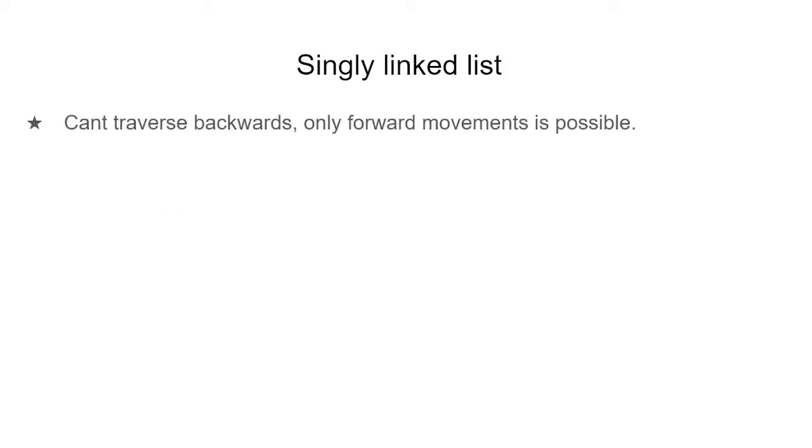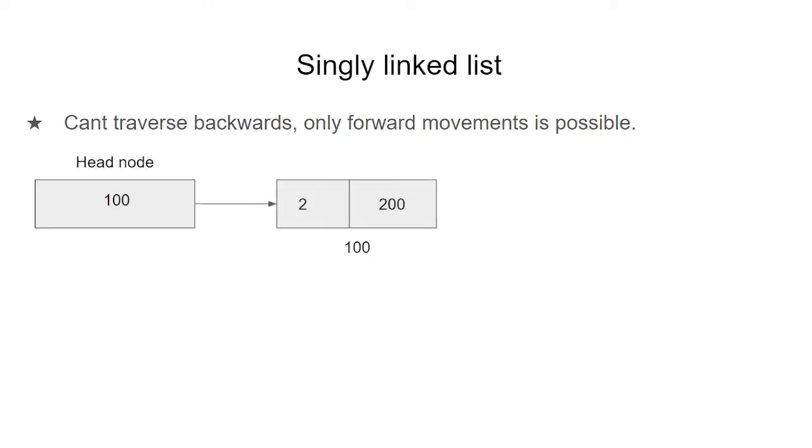If we see about the singly linked list, we cannot traverse backwards, only forward movement is possible. That is, in a singly linked list there is only one pointer that points to the next node and not to the previous node. So in a singly linked list we can only traverse in the forward direction and not in the backward direction.